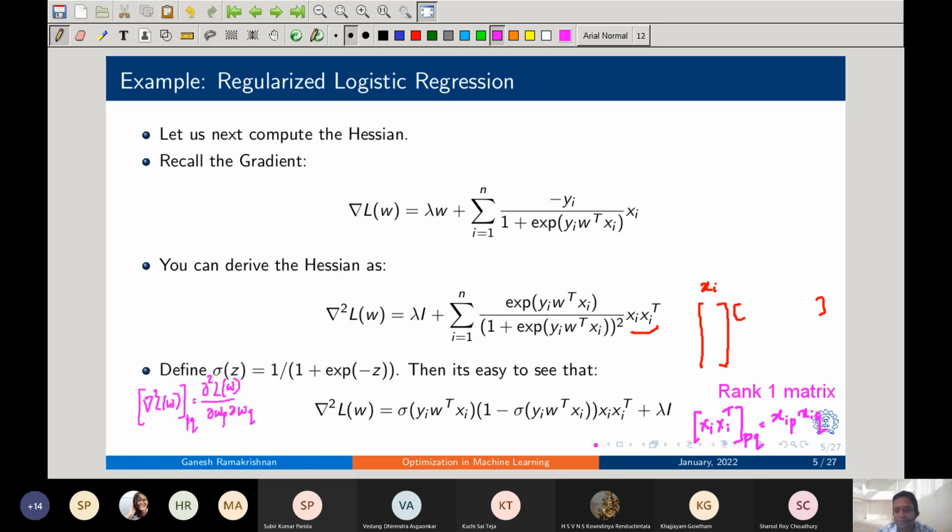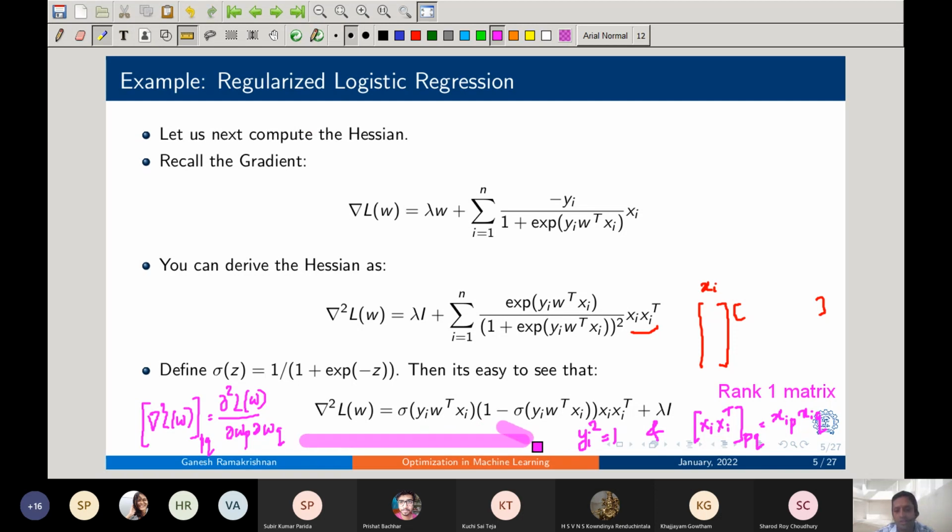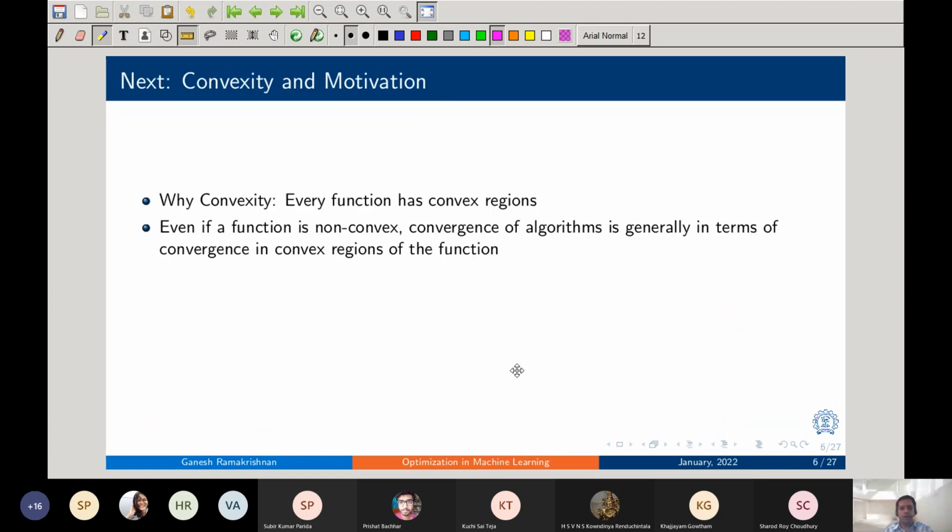Any other question? Okay, so these are the two reasons why this holds. At least two reasons. So let's continue, unless there are more questions. Every function will end up having convex regions anyways. That's one.